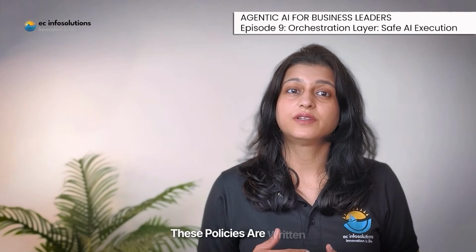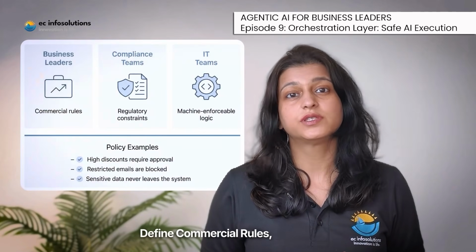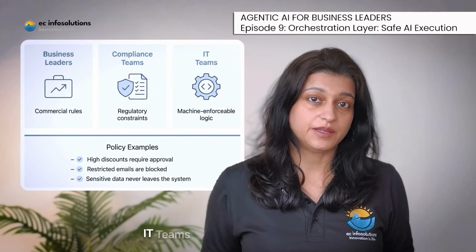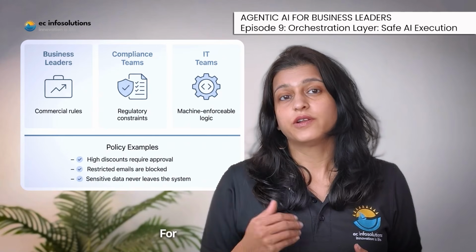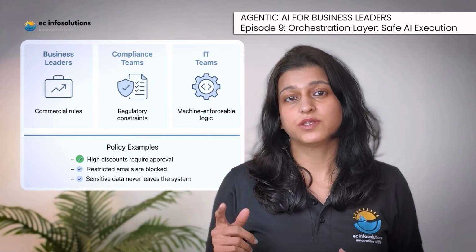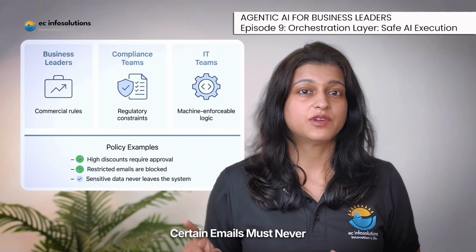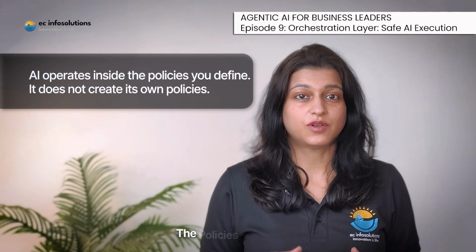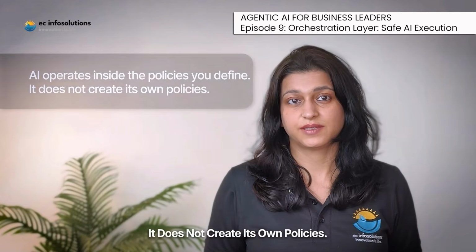Decision policies define what the AI is allowed to do and under what conditions. These policies are written by a combination of business leaders who define commercial rules, compliance teams who define regulatory constraints, and IT teams who translate these rules into machine enforceable logic. For instance, discounts above a certain threshold require approval. Certain emails must never be sent automatically. Certain data must never leave the system. AI operates inside the policies you define. It does not create its own policies.